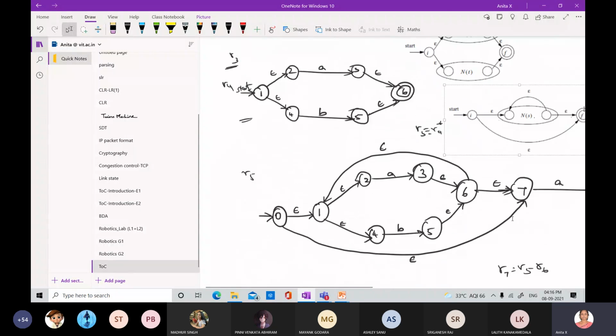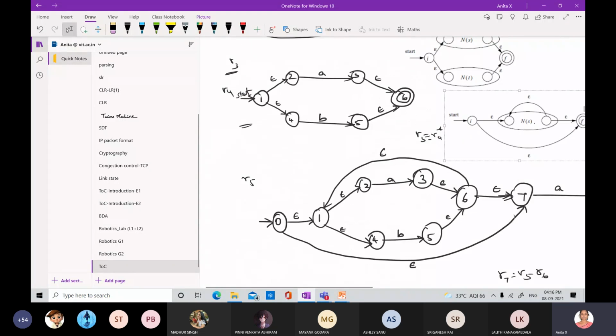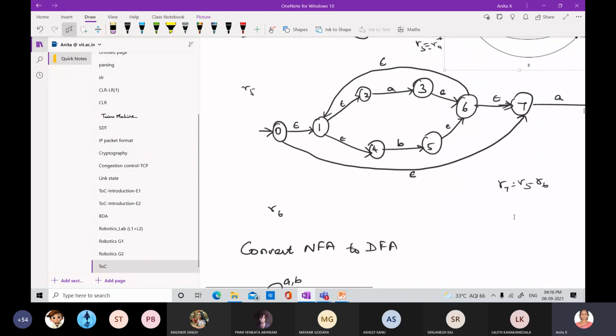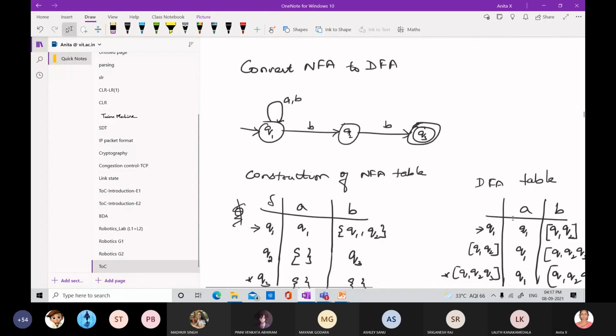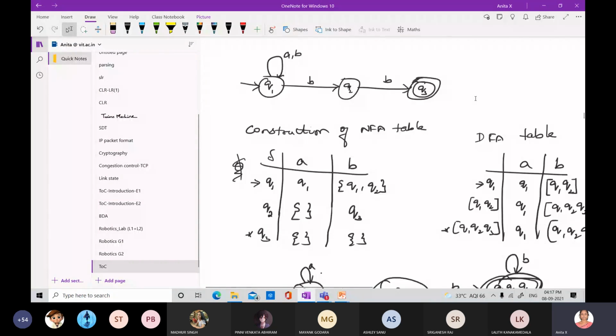Likewise, we'll be proceeding with constructing the NFA by means of McNaughton-Yamada construction, right? And then next we construct the conversion of NFA to DFA. Okay. So yes, construction of NFA to DFA.